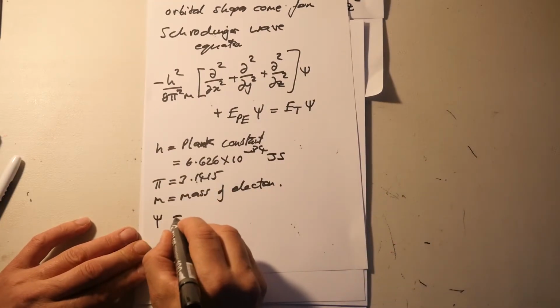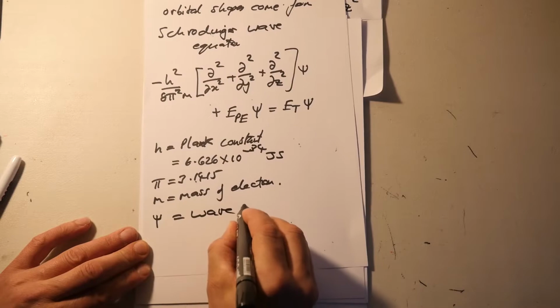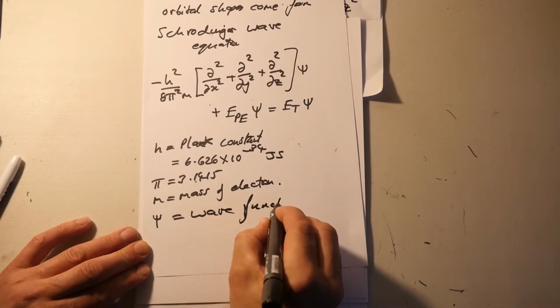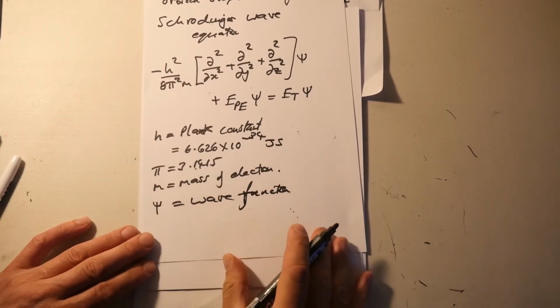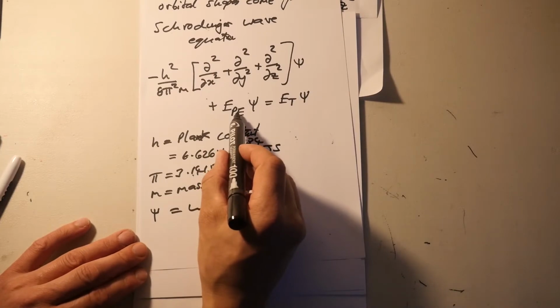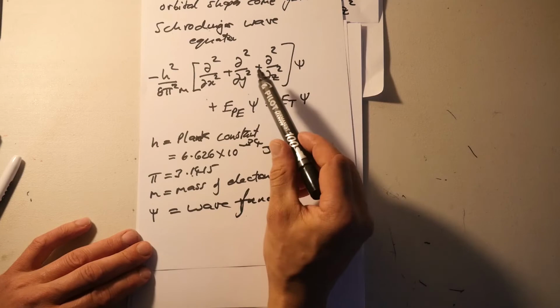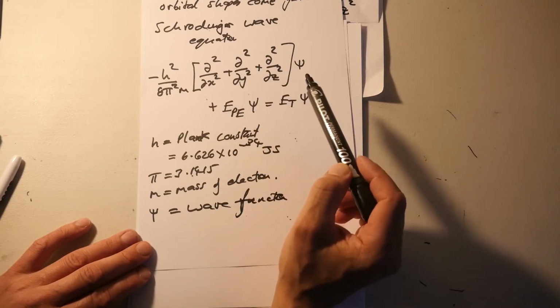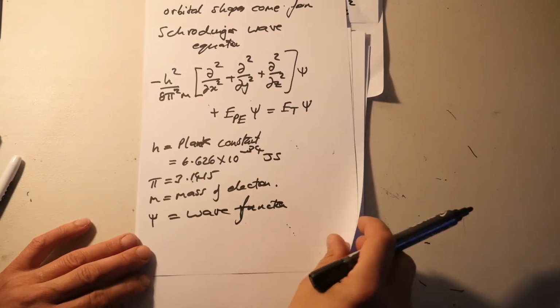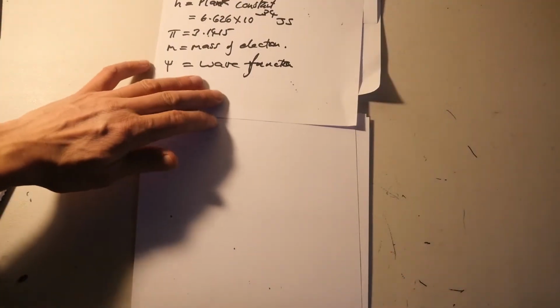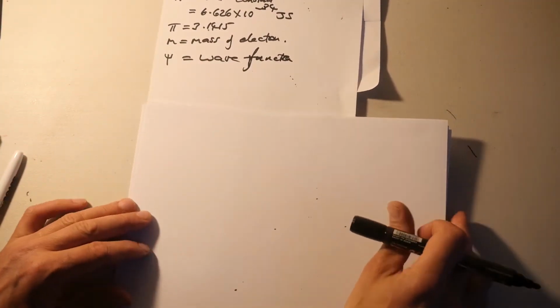That equals the wave function. And then that's the potential energy, and that's the total energy. So this whole equation describes the electron in a hydrogen atom. I'll just try to write that out a little more so it's a little clearer.